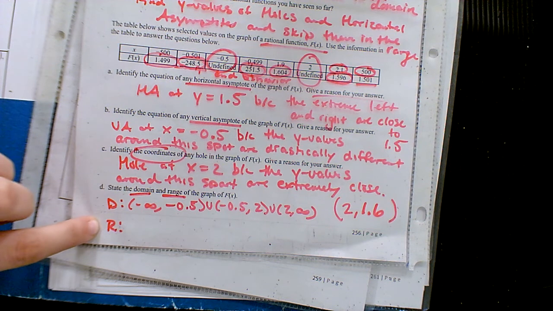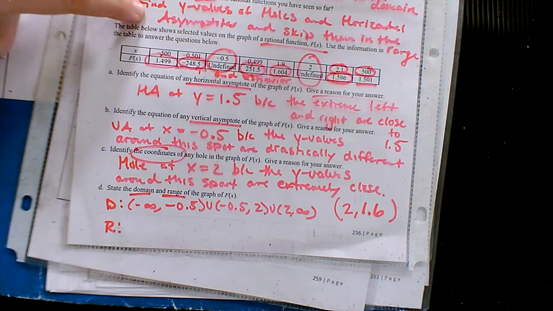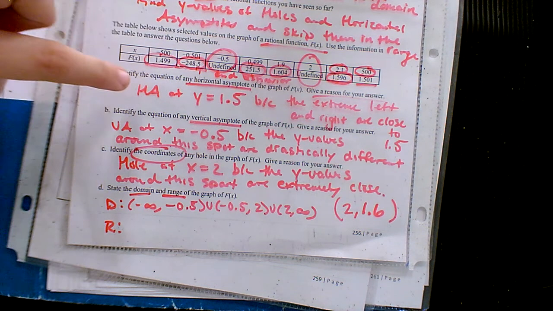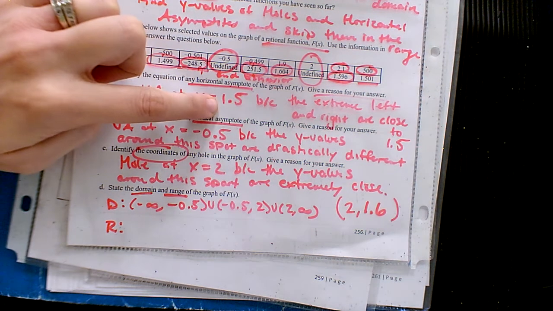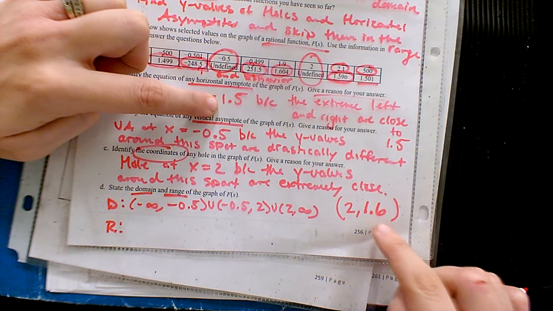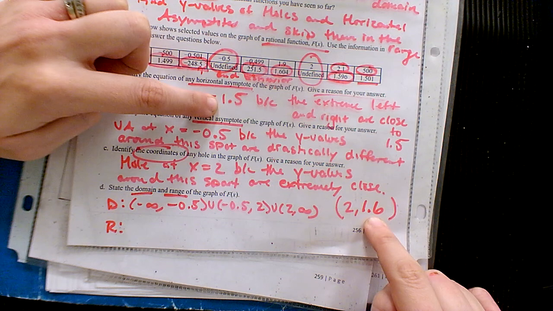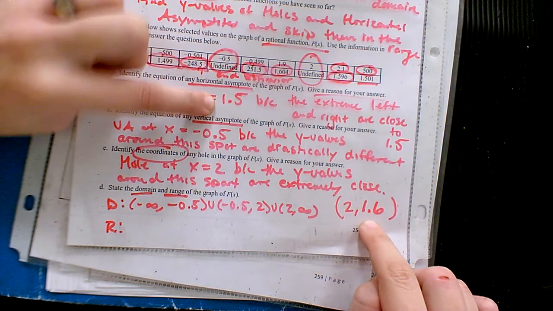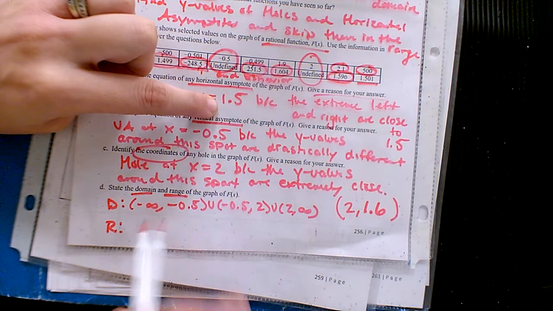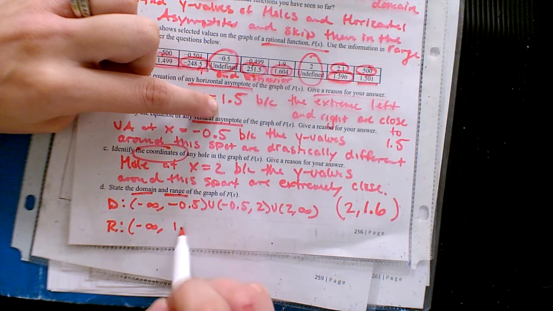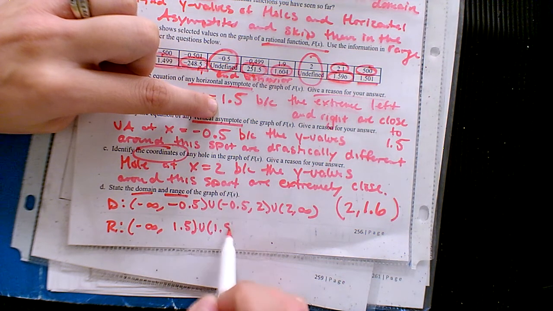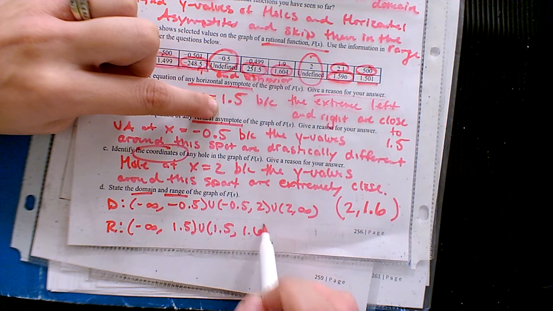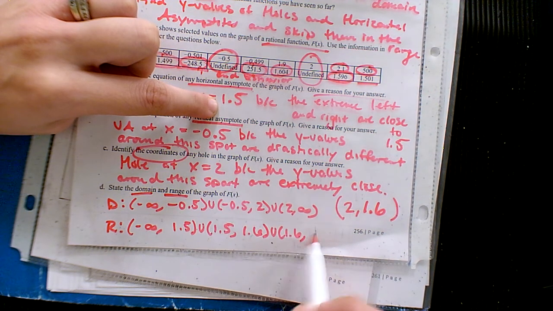For the range, we said we had to skip over the y value of the hole and a horizontal asymptote if we have one. So we said the horizontal asymptote was at 1.5 and the y value from the hole is 1.6. Okay, they're pretty close together, but we still are able to skip over those. So in order, the 1.5 would come first, so we'll skip over that. And then next we'll skip over the 1.6.